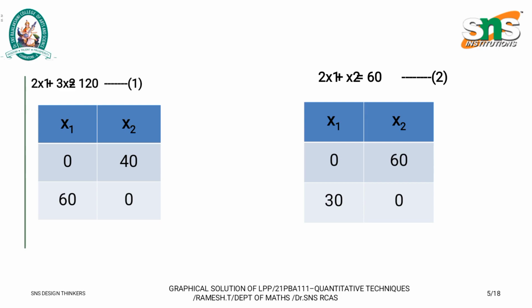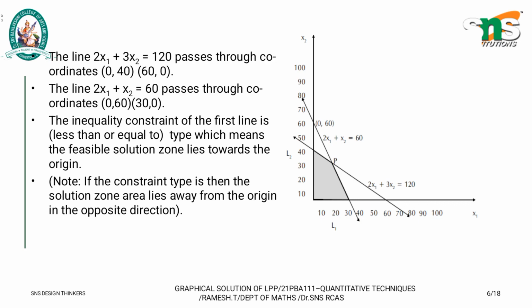From the first line, we make the inequality an equality and find the coordinate points (0, 40) and (60, 0). From the second equation, we find the coordinate points (0, 60) and (30, 0). We plot all these points on the graph. Since x1 and x2 are positive, we take only the positive coordinate axes, with x1 on the x-axis and x2 on the y-axis.